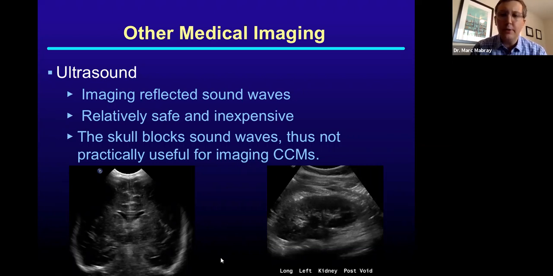Ultrasound is very commonly used elsewhere in the body. This image here is imaging the kidney. It could conceivably be used in the operating room by a neurosurgeon, once they have the skull off and have the brain exposed.